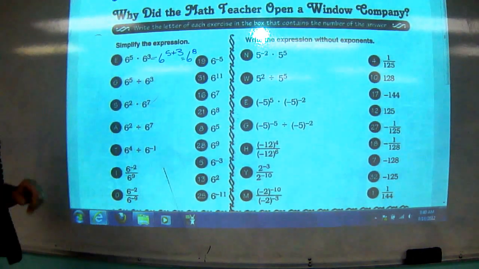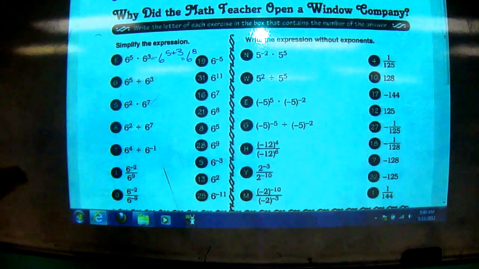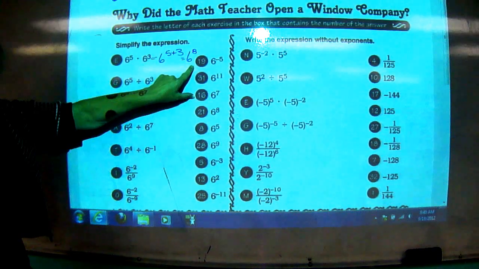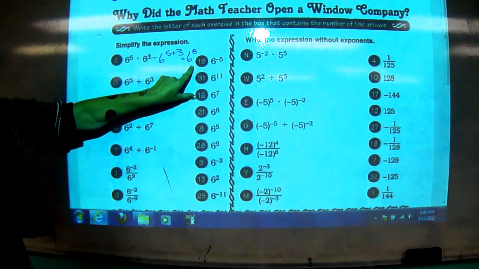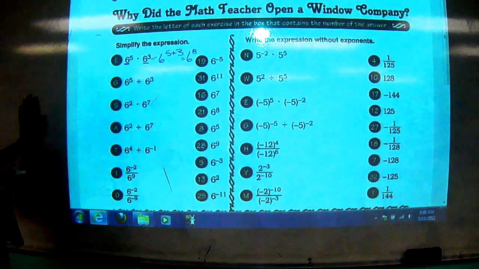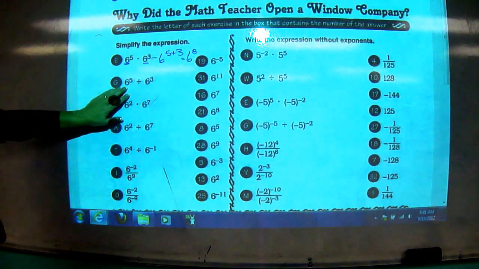But you absolutely see why. Because we have 5 and then we have 3 more. So it's got to be 6 to the 8th, when we are multiplying numbers with a like base. All right? What about division?